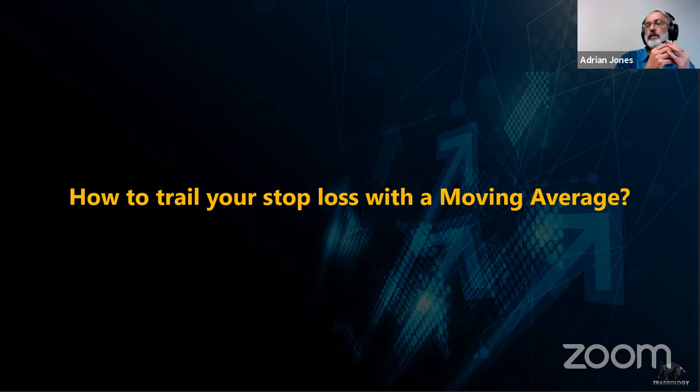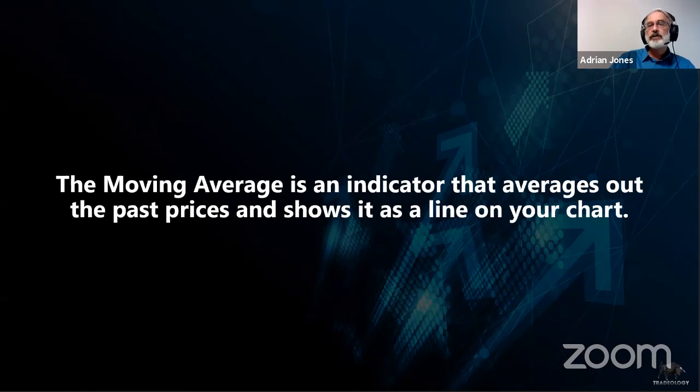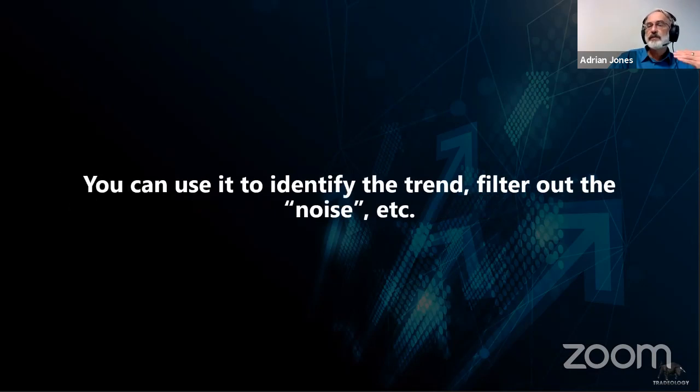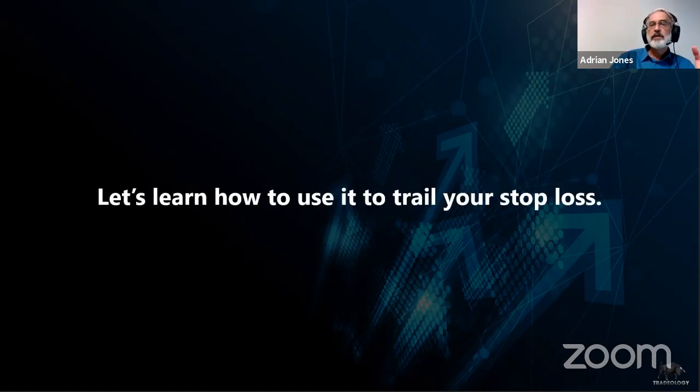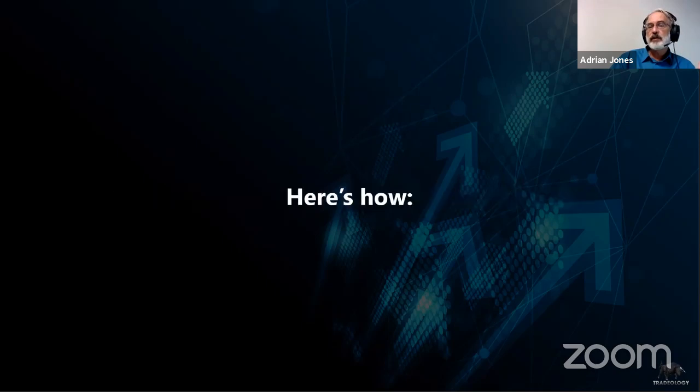And just to give you a basic example, I'm going to show you a moving average on a chart. So a moving average is an indicator that averages out the past prices and shows it as a line on your chart. You can use it to identify the trend, filter out the noise, etc. And most who are new to trading or have just started will know what a moving average is. So let's learn how to trail your stop loss then, very simply.